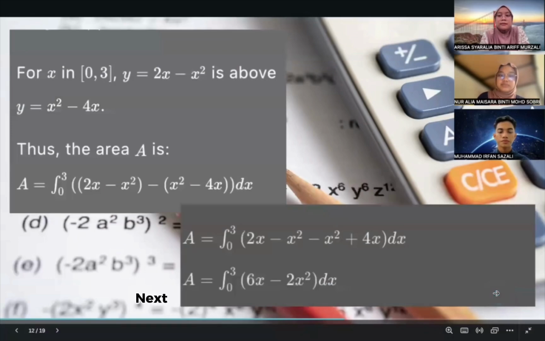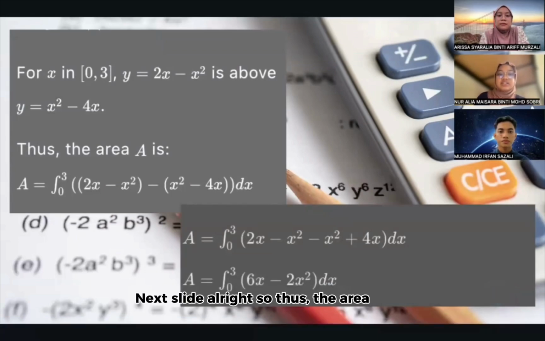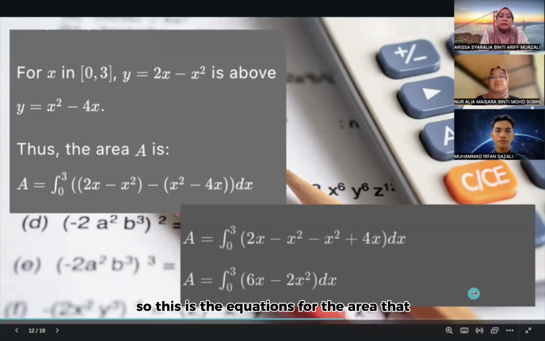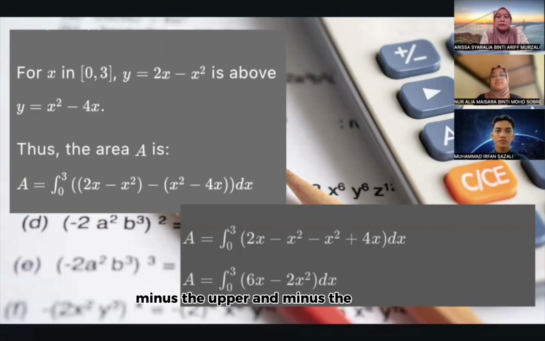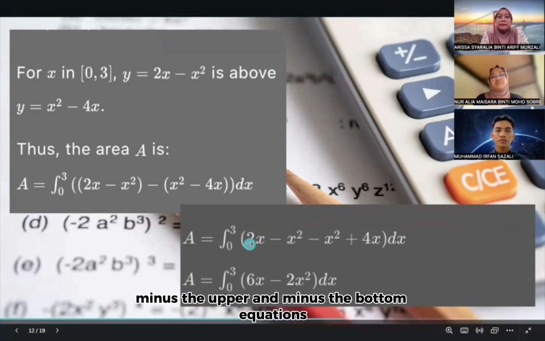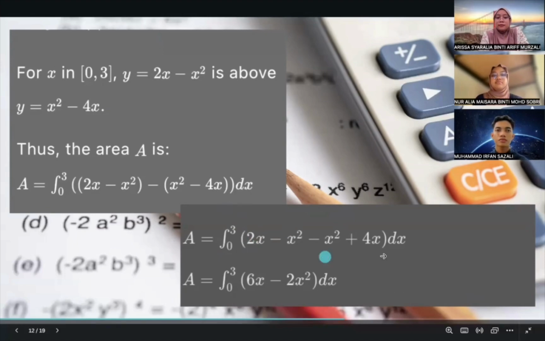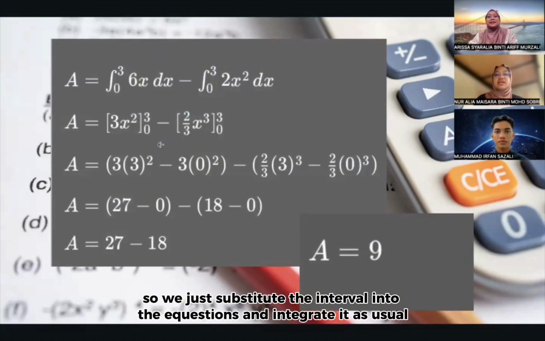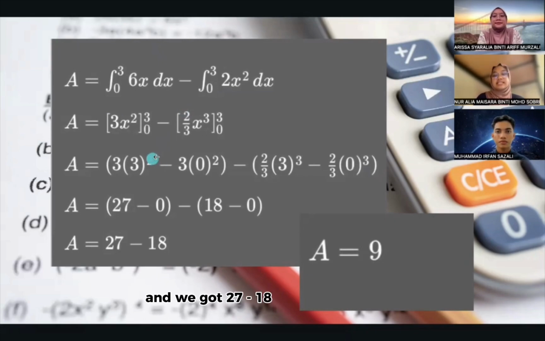Next slide. All right. So the area A is the integral from 0 to 3 of 2x minus x squared minus (x squared minus 4x). This is the equation for the area, where we subtract the lower equation from the upper equation. Next slide. And as usual, we substitute the limits in the equation and integrate. We get 27 minus 18, and the answer is 9.